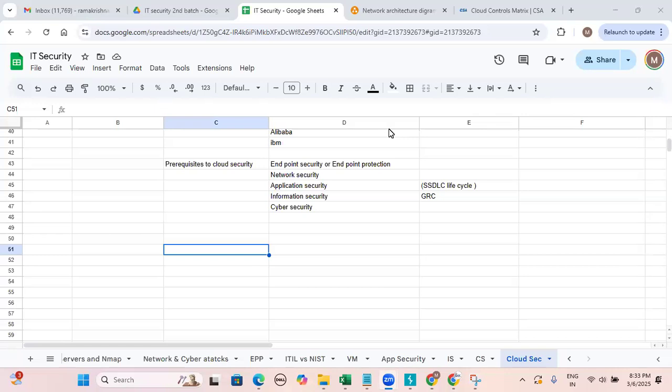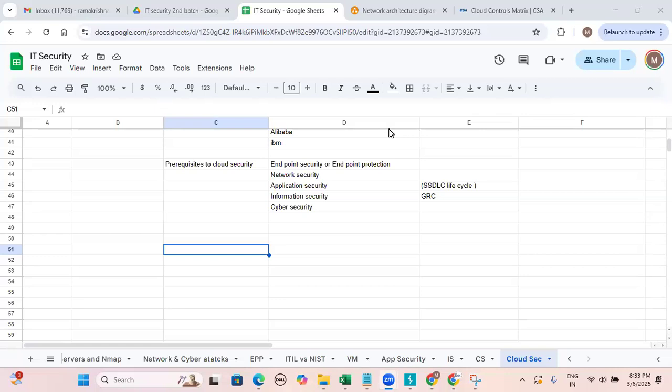So this one is also once again an introductory kind of thing. It's not a deep dive with respect to any cloud service provider. So in today's class, what is the agenda? Mainly, the difference between the on-premise network architecture diagram versus the cloud security architecture diagram.